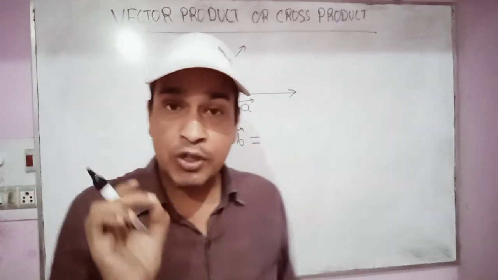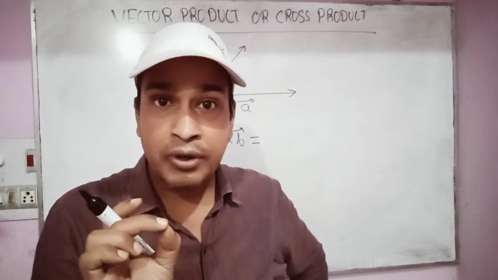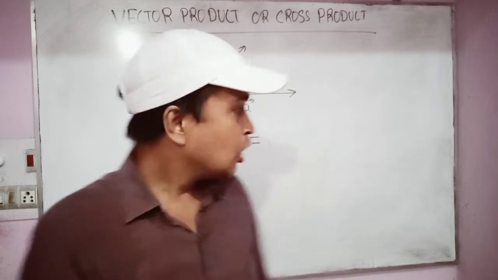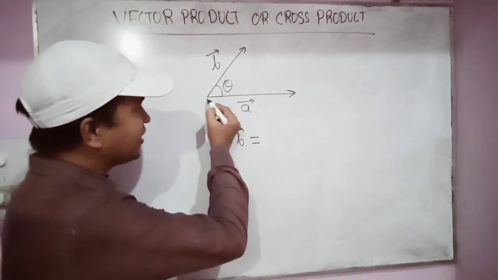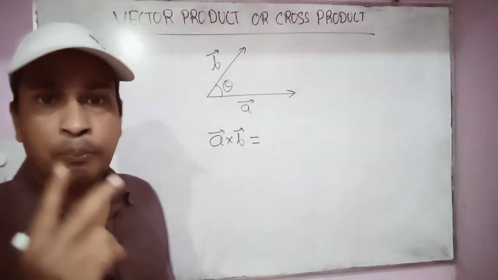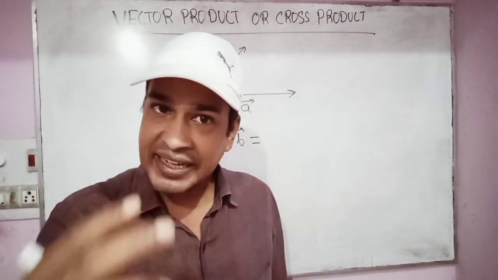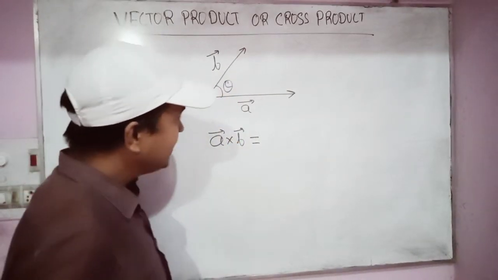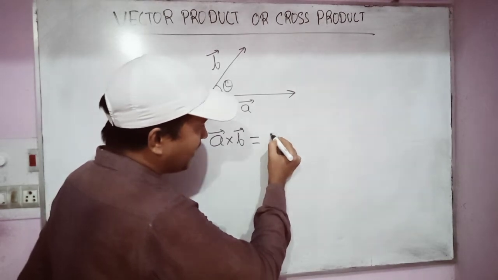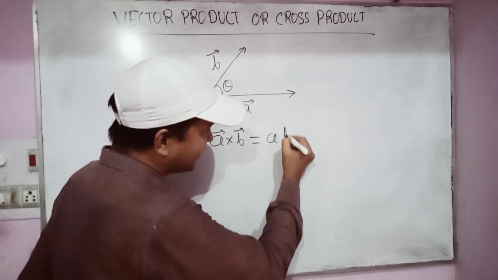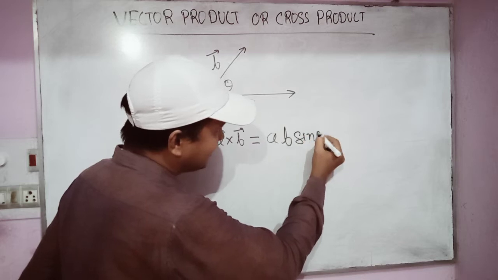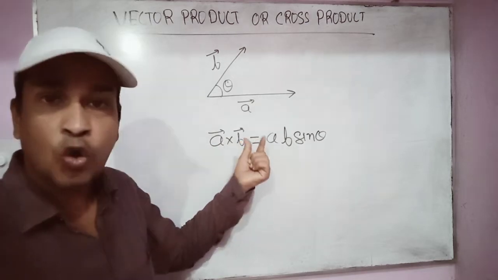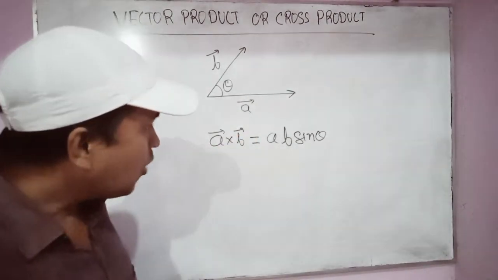As we know, a vector physical quantity has two things. It has magnitude and direction. So the vector product of two vectors, vector A and vector B, has both the things. It has magnitude and it has direction also. So what is the magnitude of vector A cross vector B? Its magnitude is given as magnitude of vector A into magnitude of vector B into sine theta. This is the magnitude of vector A cross vector B, that is the cross product of vector A and vector B.